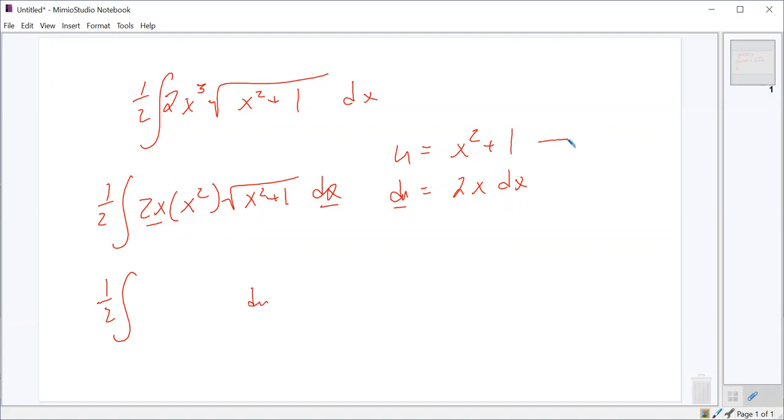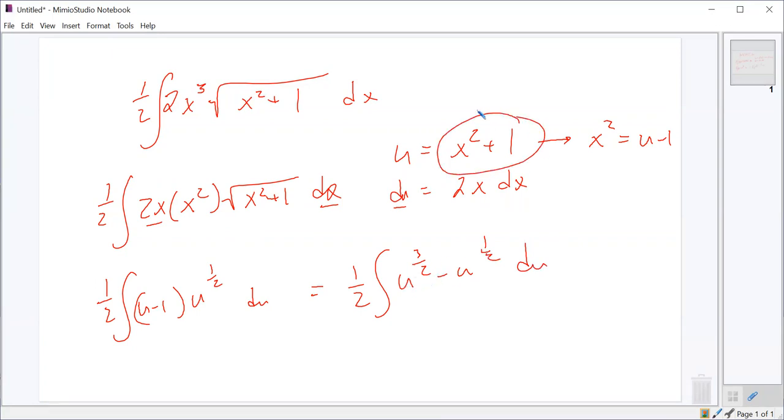X squared becomes u minus 1. And square root of x squared plus 1 becomes u to the 1/2. Put it all together, 1/2 the integral of u to the 3/2 minus u to the 1/2 du, and then you integrate this and turn it back into terms of x by replacing all the u's with x squared plus 1. Everybody good with that on U substitution?